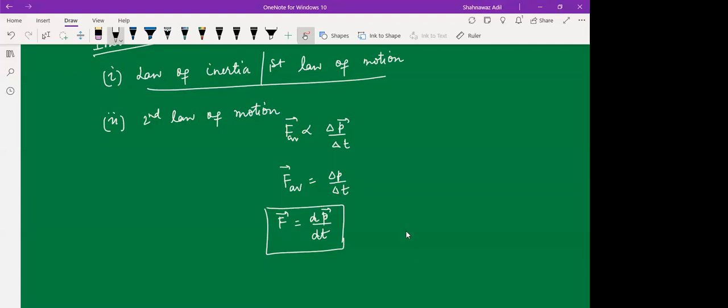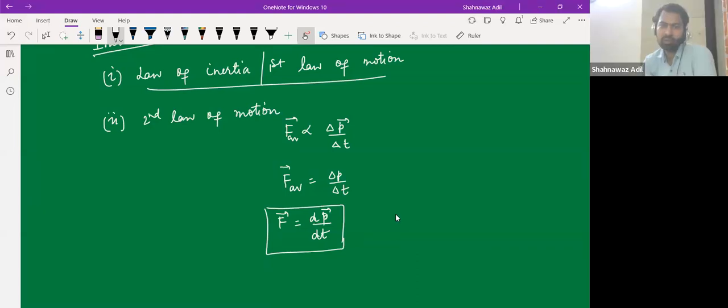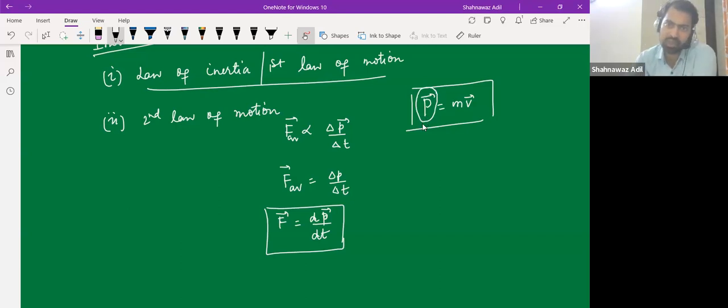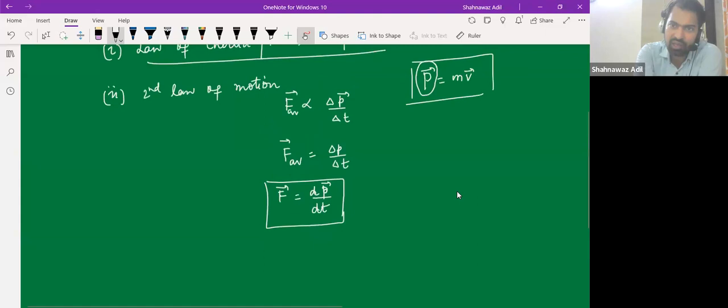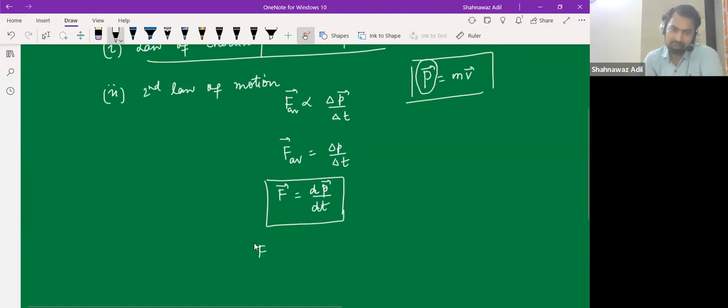And we also defined what momentum is. We defined that momentum is mass into velocity, right? So this term gives the idea of the inertia, this term is the measure of the inertia. Now let's say we put the value of p in here, so this would be d by dt of m v, right? Let us write only the magnitude part.